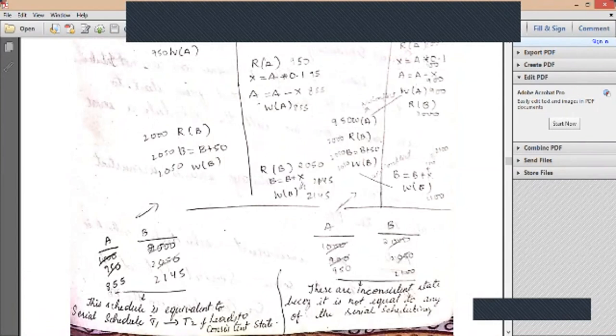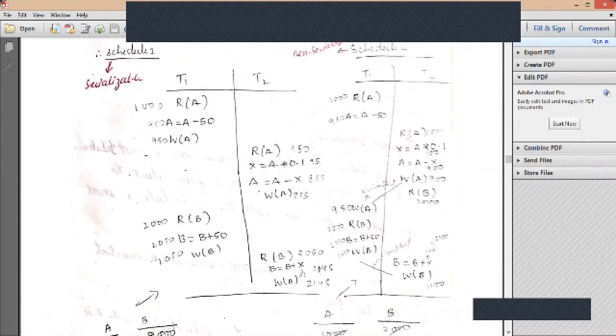That is, first T1 has come. Let us take an example. The amount in account A, the data item value, is 1000. We have done minus 50, so the amount is 950. After that, the A value is 950. Now R(A) is reading 950 again, and based on that operation we got 855.